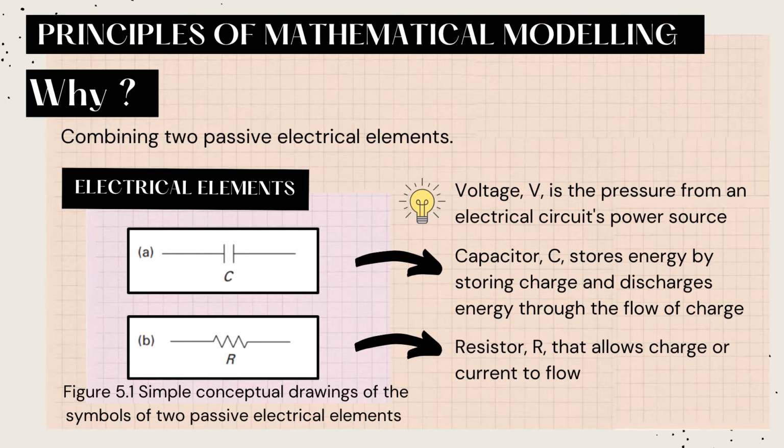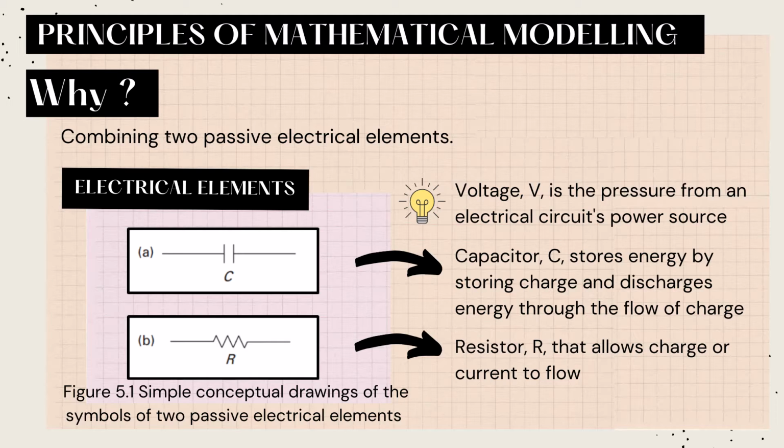Next, the first principle is that we combine only two passive electrical elements. As we can see, we have voltage denoted by V, a capacitor defined by its capacitance denoted by C, and a resistor defined by its resistance denoted by R. Voltage is the pressure from an electrical circuit's power source.